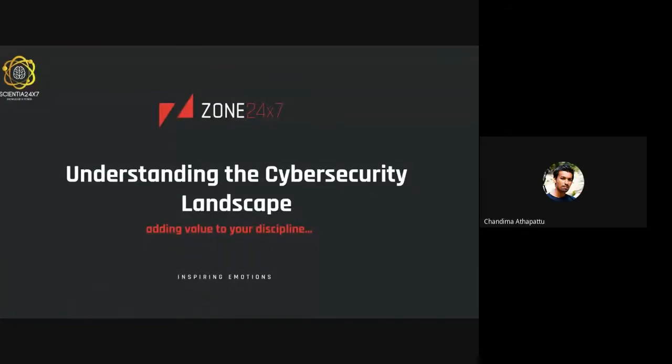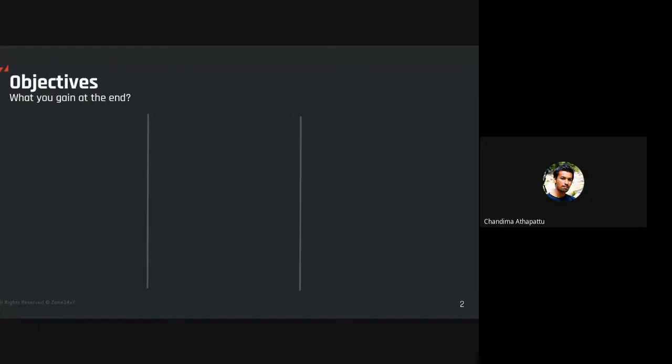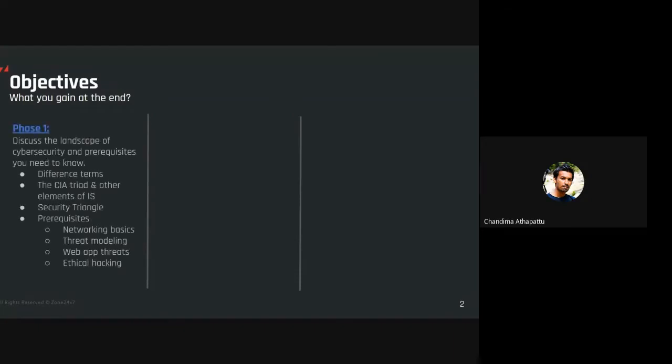Okay, let me start. Today we are talking about understanding the cybersecurity landscape, as Pumi mentioned earlier. Cybersecurity is a very broad area, right? So I would like to tell you what the landscape around cybersecurity is, what prerequisites we need to know, and how we apply this to our project, our day-to-day work. My objectives: we have three phases.